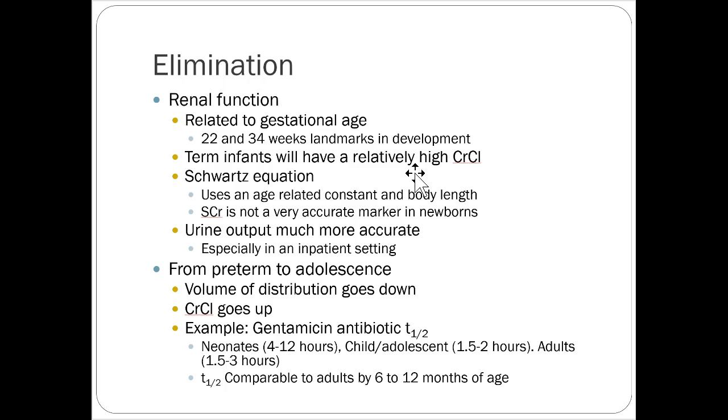All right, eliminate. So renal function is going to change too. It's related to gestational age, and usually landmark developments are at 22 weeks and 34 weeks gestation. So if you have a child that's born pre-34 weeks, they've missed a mark of renal development, and that can affect their clearance at birth. Usually pre-22 weeks, not going to make it, but maybe in some odd cases they could. It's not impossible, but it doesn't happen all that often. But anyway, term infants, if they go to full term, will have a relatively high creatinine clearance, as any parent here probably knows. Urine production is fairly high, or it should be.